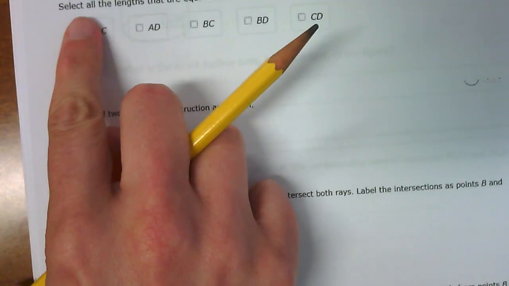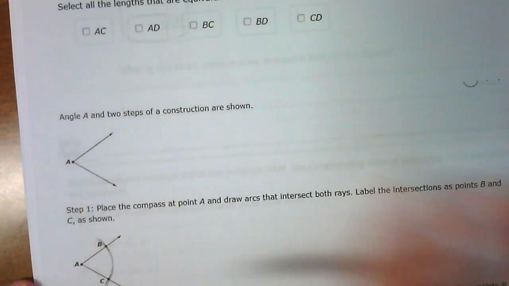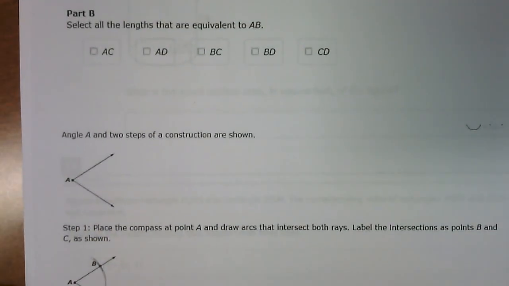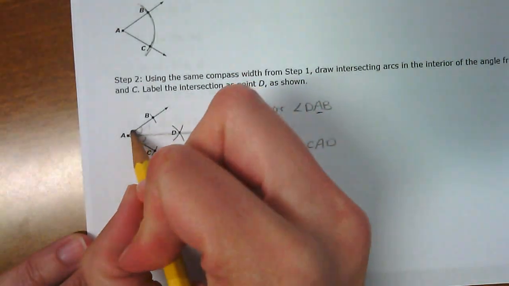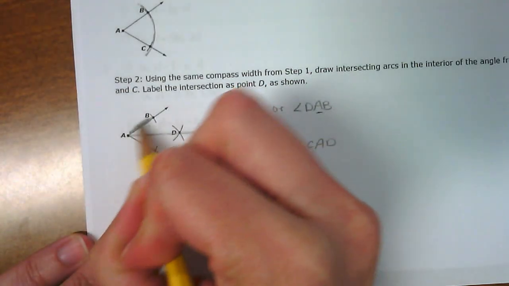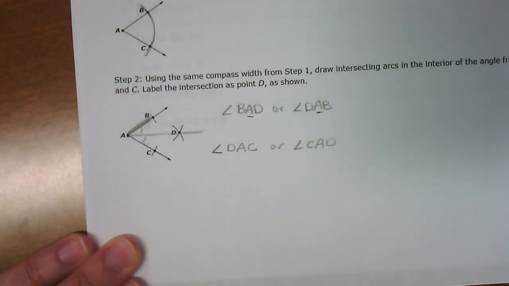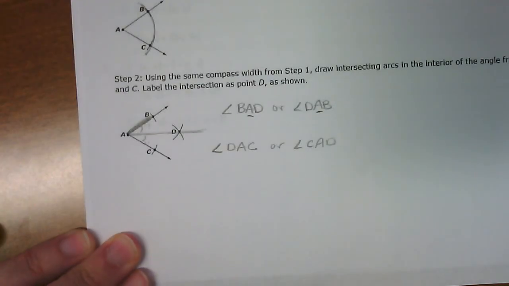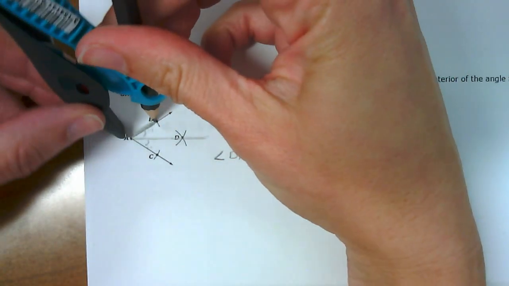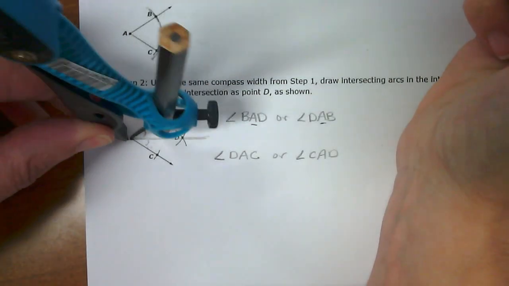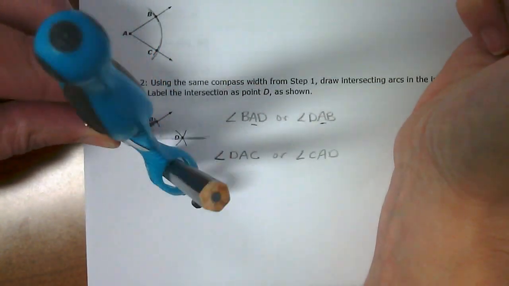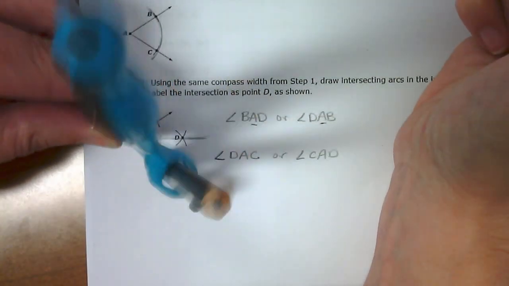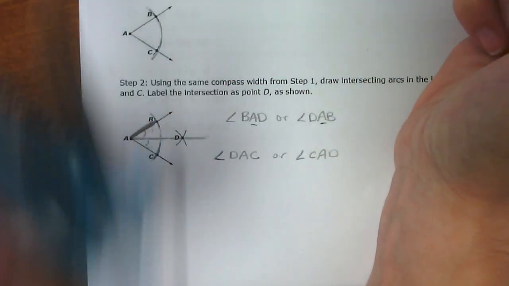Okay. Part B says select all the lengths that are equivalent to AB. So we need to go back down to our picture and look at our diagram. We want to know which lengths are the same as this segment right here. So we have to keep in mind what we did with our compass. We made this arc here at AB. We used that same distance and we swung it through here at AC. Since I never changed that distance, A to C is also the same as A to B. So I'm going to check this box for A to C.